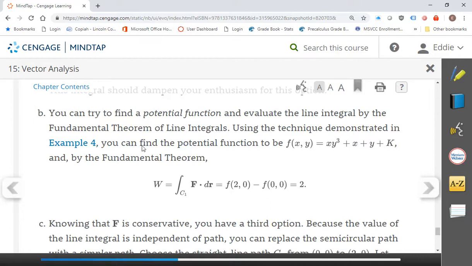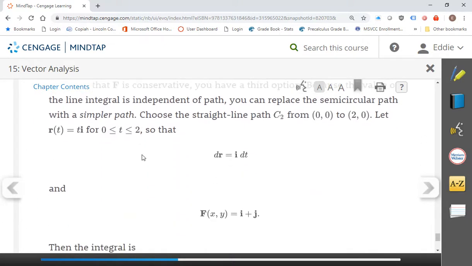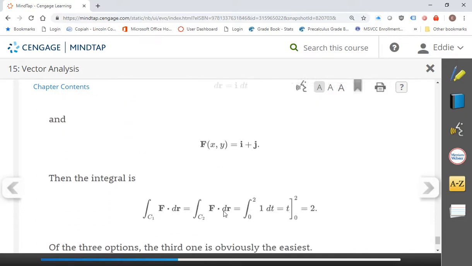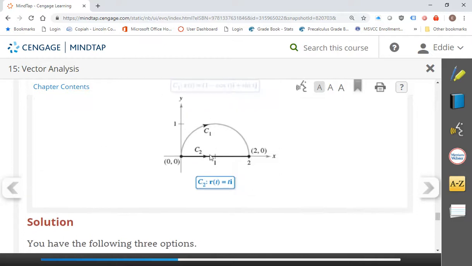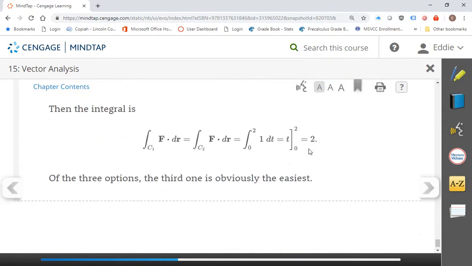Okay? But if you did want to work it out, since you know that it is conservative, you could find dr. Well, r was t i, so dr would be i. Then if you plug that back into your vector field, this is what you get. So when you take the dot product, this is what you integrate. They must have defined a path from 0 to 2, which makes sense because it went from 0, 0 to 2, 0. So it makes sense to make it 0 to 2. And then you'd get 2.